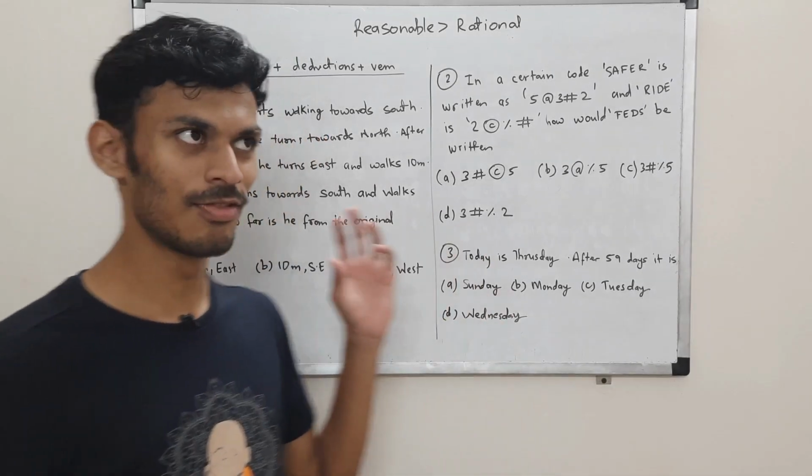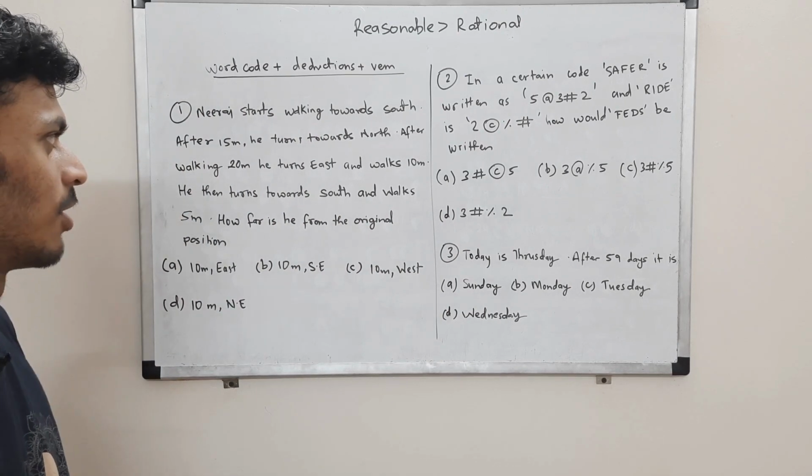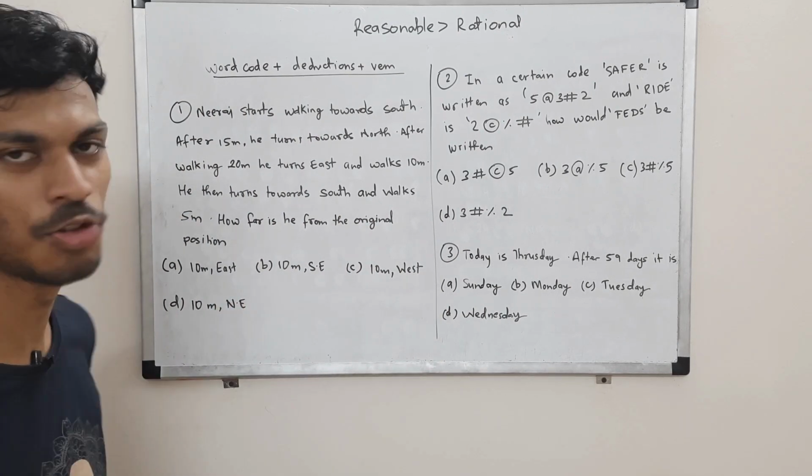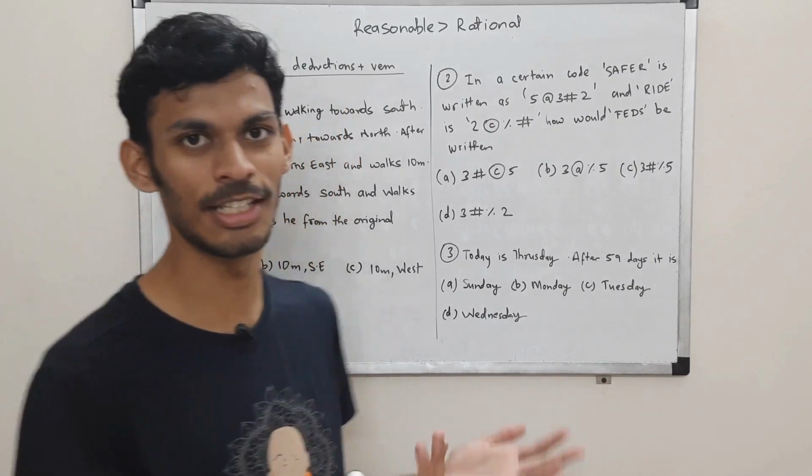Next topic is word code, deductions, and some of the other extra stuff. Okay, questions are being asked from these topics too. These are just like extras to your reasoning. Okay, but let's do them.